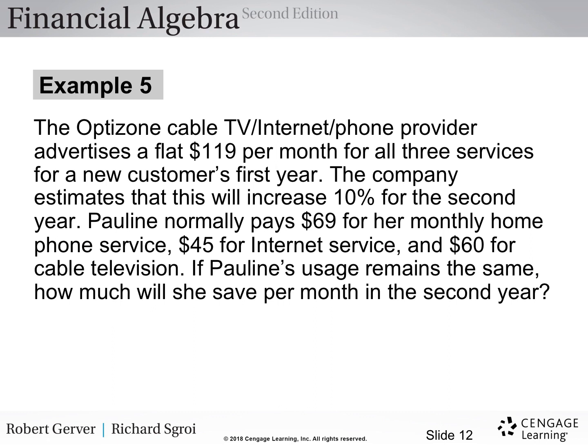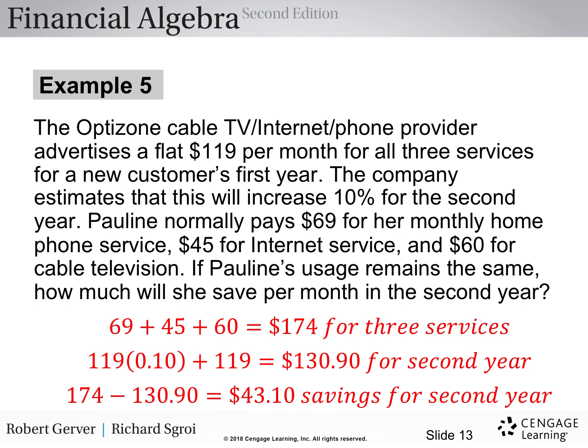Now, example 5. The Optizone cable TV internet phone provider advertises a flat $119 per month for all three services for a new customer's first year. The company estimates that this will increase 10% for the second year. Pauline normally pays $69 for a monthly home phone service, $45 for internet service, and $60 for cable television. If Pauline's usage remains the same, how much will she save per month in the second year?